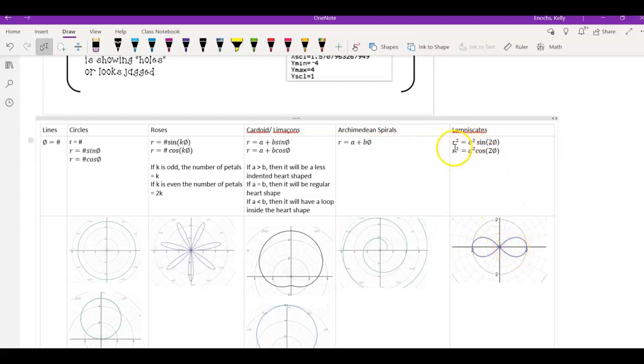And then if you want the infinity symbol, then you're going to go through and type in r squared equals a squared sine 2 theta. Remember, you can't really graph r squared, so you'll need to take the square root of both of those to get that infinity symbol, sorry.